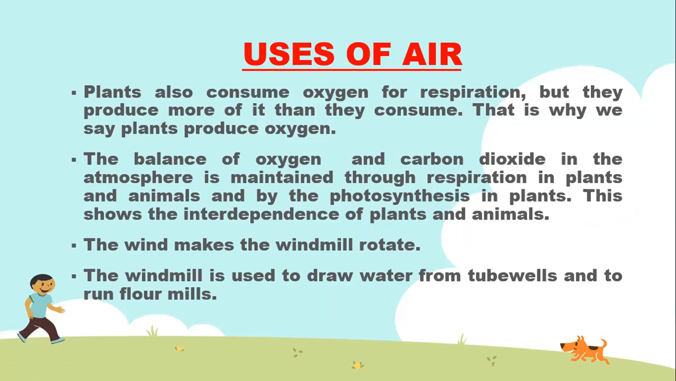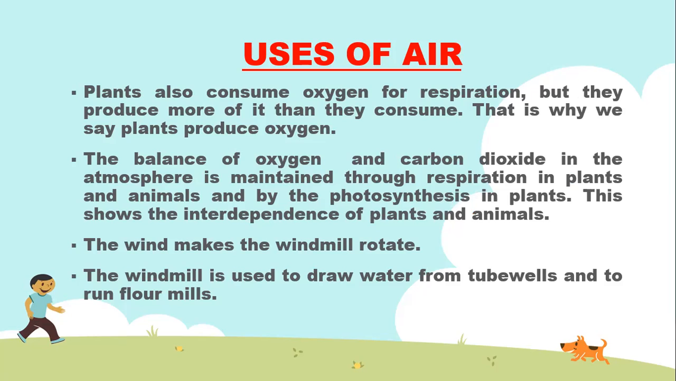Now let us have the uses of air. There are a lot of uses of air. Plants also consume oxygen for respiration, but they produce more of it than they consume. That's why we say plants produce oxygen. The balance of oxygen and carbon dioxide in the atmosphere is maintained through respiration in plants and animals, and by photosynthesis in plants. This shows the interdependence of plants and animals.